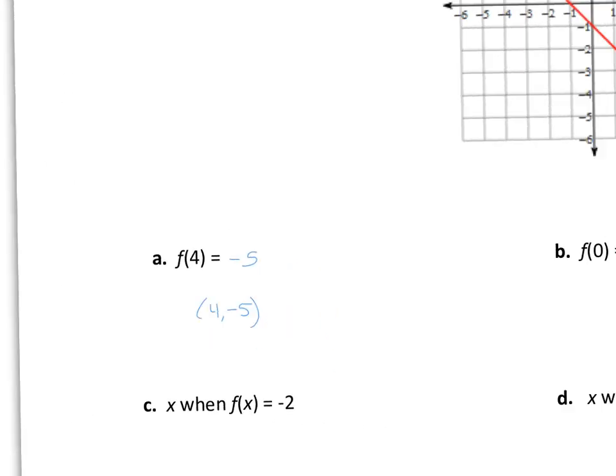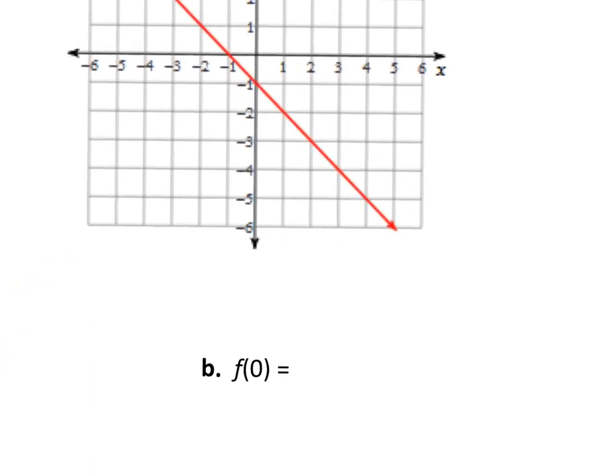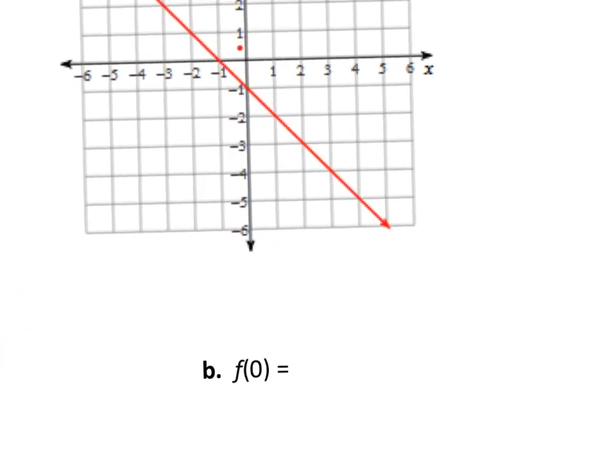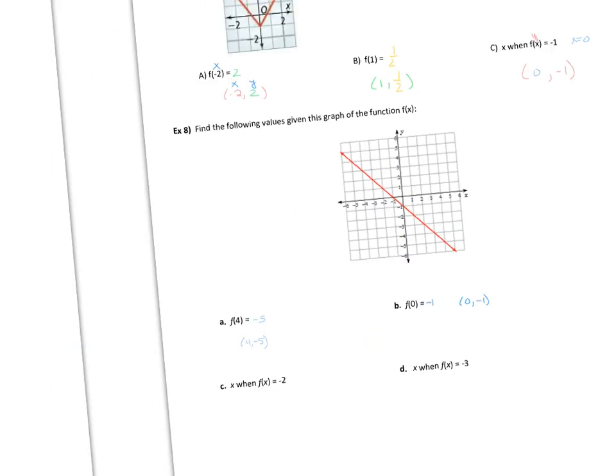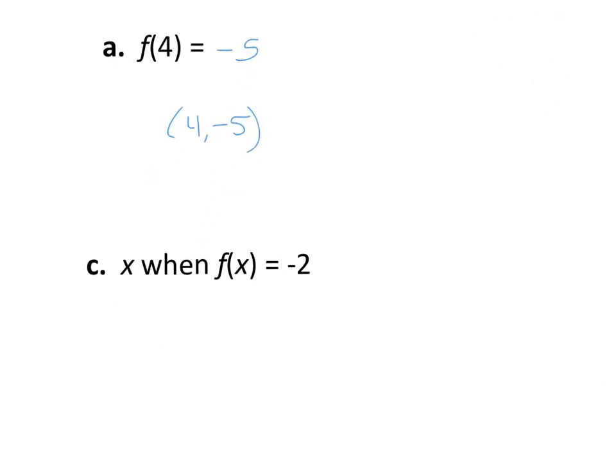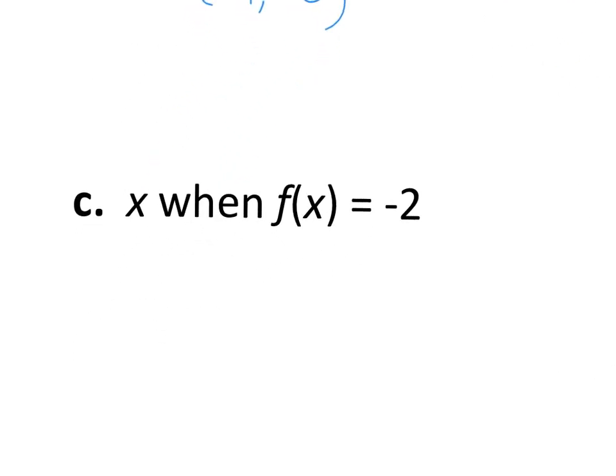All right, let's go to the next one. So at 0, so now if my x value is 0, what's your y value? Well, it's at -1. So this would equal -1, or again, you could put 0, -1. Okay. All right, now again, these have a tendency to be a little trickier, because this is saying y equals -2. So we're looking at how do we finish up that coordinate point.